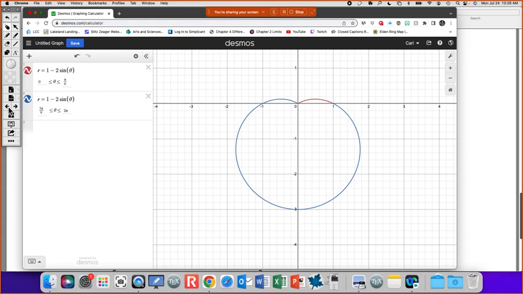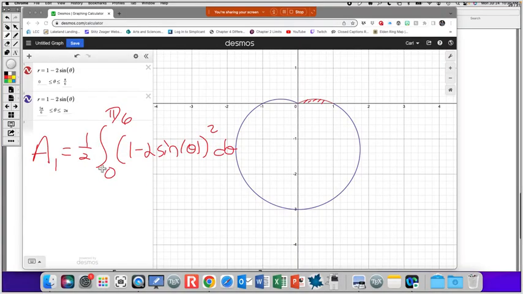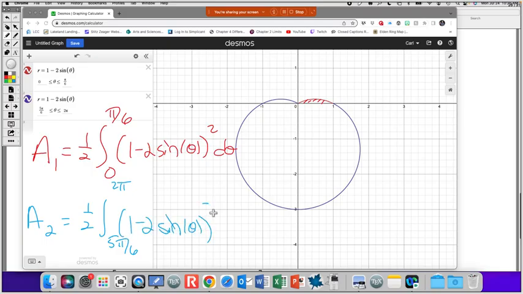And if I do A2, 1/2 integral 5 pi over 6 to 2 pi of (1 minus 2 sine of theta) squared d theta. That's going to give me, once again, from the pole out, all of that area. You follow or not? Okay.